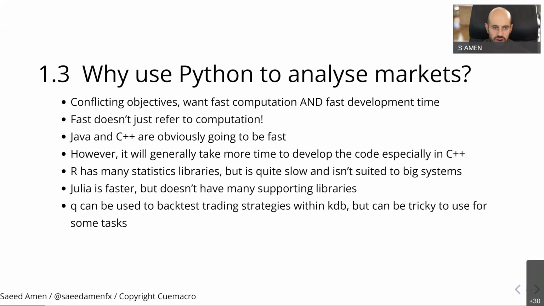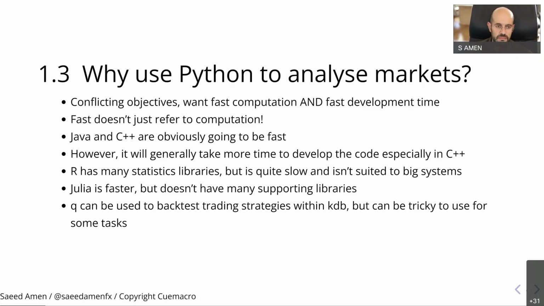So why do we want to use Python to analyze markets? Essentially, you have conflicting objectives because we want to compute stuff very quickly. We want to execute quickly on our CPU, but at the same time, we want there to be a fast development time as well when we write code. So fast shouldn't just refer to how fast we execute. It also refers to how quickly we can write the code as well.